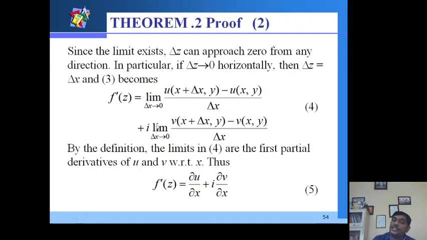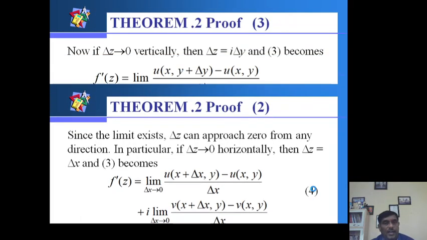You know that it is the fundamental definition of the first order partial derivative with respect to x of u here, and this is the first order partial derivative of v with respect to x, which means that it can be written as f dash z is equal to dou u by dou x plus I times dou v by dou x. You call that equation 5.